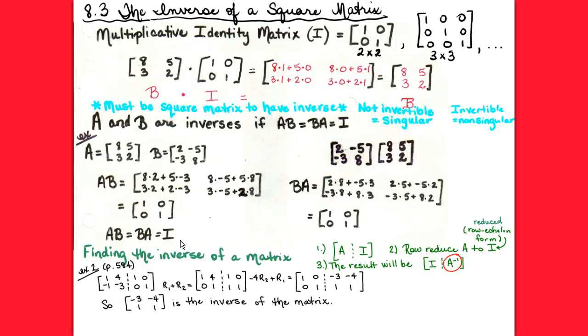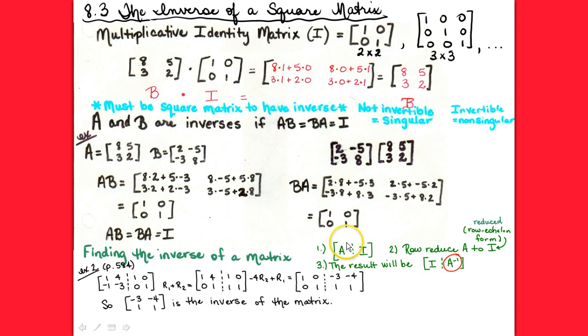They won't always give me the inverse. Sometimes they'll give me the matrix and ask me to find the inverse. So if I want to find the inverse of, let's start with a 2 by 2 matrix, there are several different ways that we can do that. On page 584, they give me a matrix in example number 2, and they give me 1, 4, -1, -3, and ask me to find the inverse.